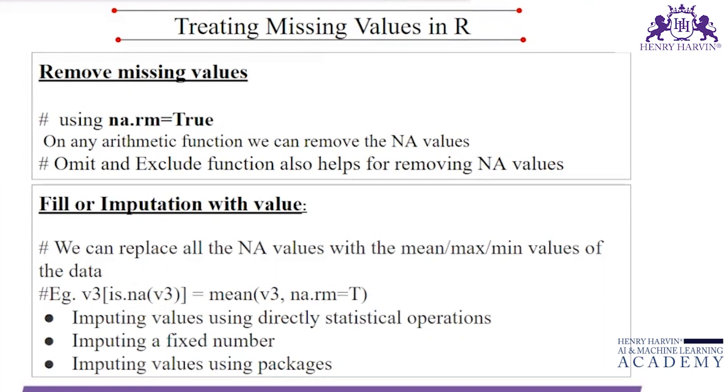Then we will learn how to impute a reasonable value. For example, we have marks of students. Some of them might have missed the exam, so their values are missing. What we can do is give them average marks or minimum marks. So we will understand how to impute those mean values or minimum values in the missing numbers. So let's go to R and understand how to treat these missing values.